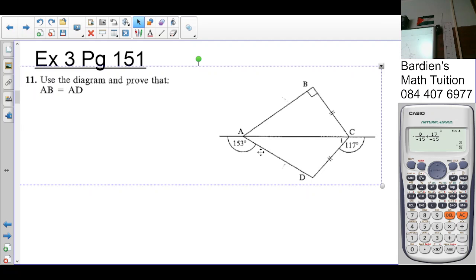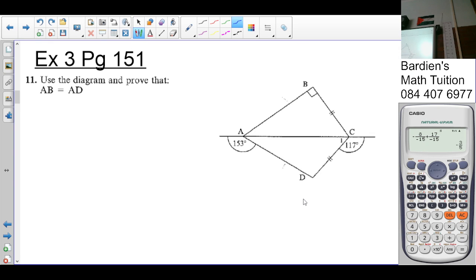Using the diagram, prove that AB is equal to AD. So we must prove that this length here is equal to that length. So how do you think we're going to prove that? By using? Pythagoras. Well done. So, here we go.